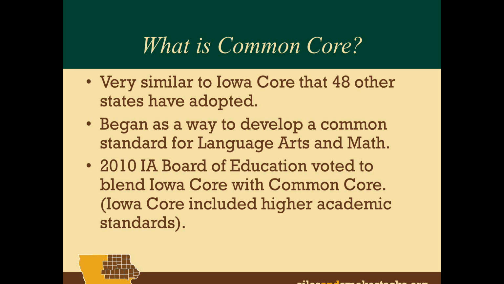So what the Common Core is: some 48 states of governors and education chiefs all got together, and they decided they want to set a common standard so the students in the United States are excelling in language arts and math. And so they made up the Common Core.